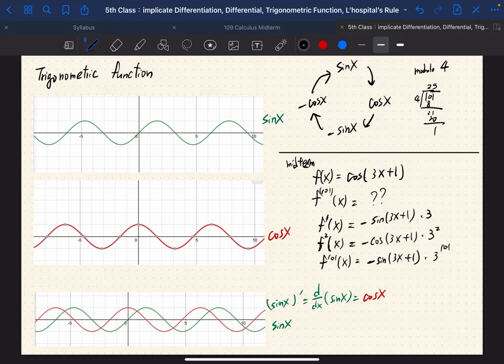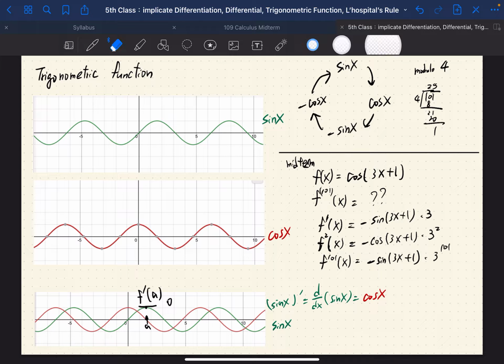So what does this mean? For example, at this point, the green one is sine of x. And at this point, the derivative is 0, because the derivative of sine of x is cosine of x. So when you ask what is the derivative at this point, we get 0. It is 0. And we just check another function called cosine of x. And here we can see it is 0.